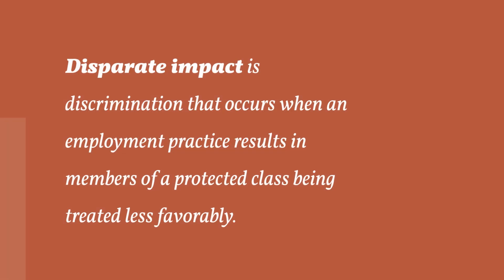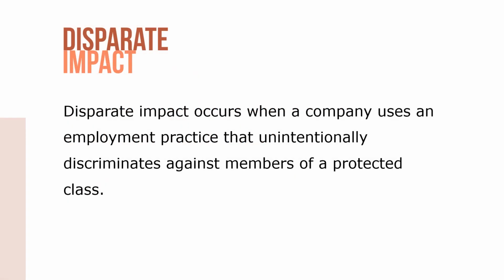Disparate impact is discrimination that occurs when an employment practice results in members of a protected class being treated less favorably than members of a non-protected class, even though discrimination was not intentional. Disparate impact occurs when a company uses an employment practice that unintentionally discriminates against members of a protected class.